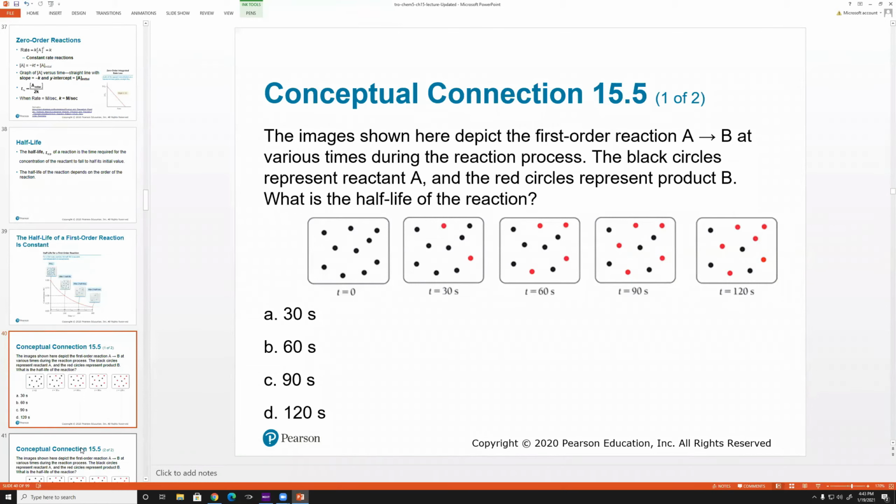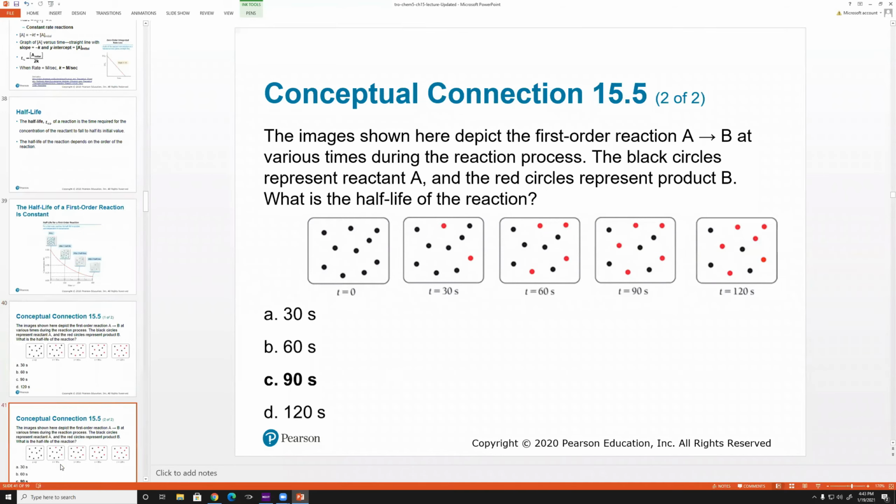So here's a question. The images shown here depict the first order reaction A to B at various times during the reaction process. The black circles represent A and the red circles represent product B. What is the half-life? So the half-life we want to see is, all right, this is the initial concentration. Count how many there are and see which image has exactly half. And then what time is that image? So let's see, there's 1, 2, 3, 4, 5, 6, 7, 8, 9, 10. So where are there 5? 1, 2, 3, 4, 5, 6. 1, 2, 3, 4, 5. All right, t equals 90. So 90 is the half-life.